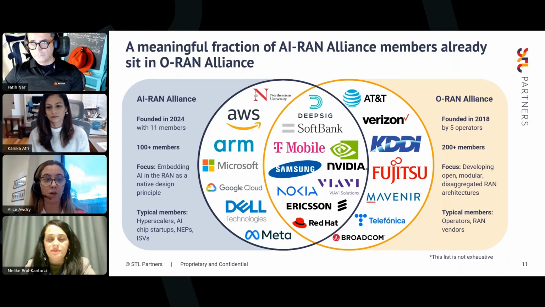But the interesting part for us is the overlap in the middle. So a meaningful set of players sit in both of these circles. So companies like Ericsson, Nokia, Samsung, T-Mobile, SoftBank, and others are explicitly choosing to work on AI native RAN and on open disaggregated RAN together. This tells us that they do not see these as competing agendas. They see AI RAN as something that will ride on top of and benefit from the standardization work being done by the O-RAN Alliance. So this membership picture really complements the survey findings we looked at on the previous slides. It shows that for some of the most influential companies in this space, AI RAN and O-RAN strategies are already closely intertwined.